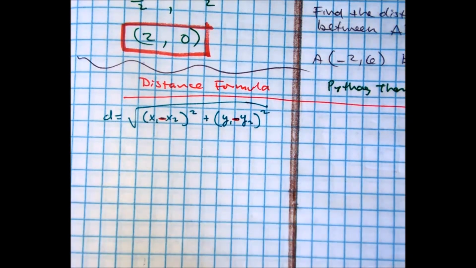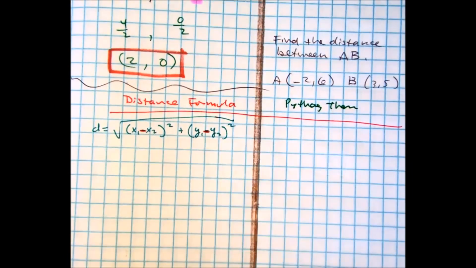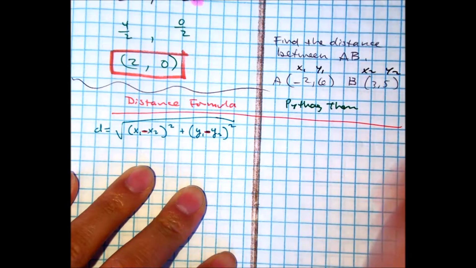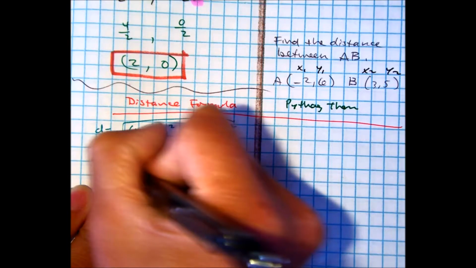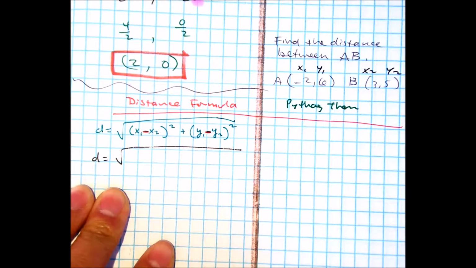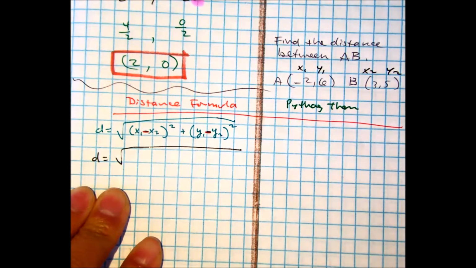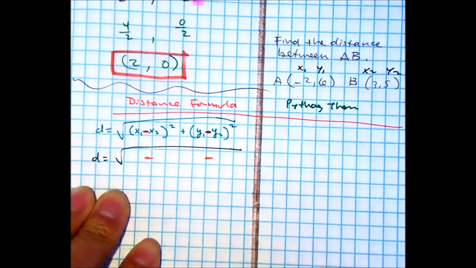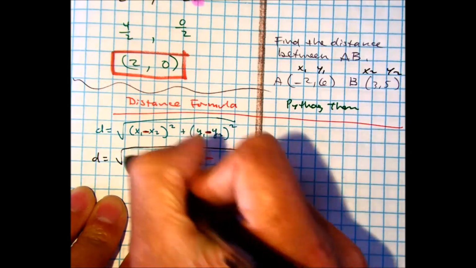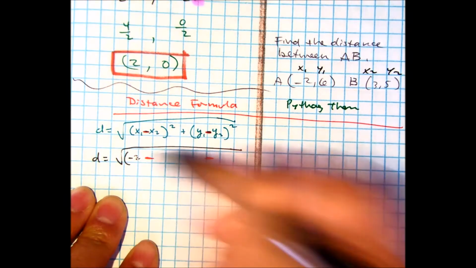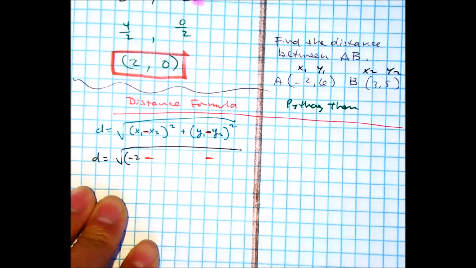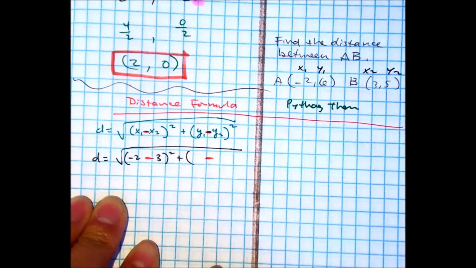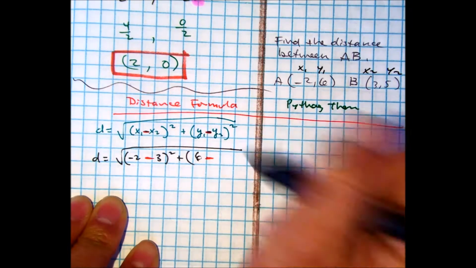Let's do the substitution. Well, first thing I need to do is label. And now I do a substitution. And I'm going to put in those red subtraction signs. Class, what is my x1 value? My x2 value? y1 value? y2 value?